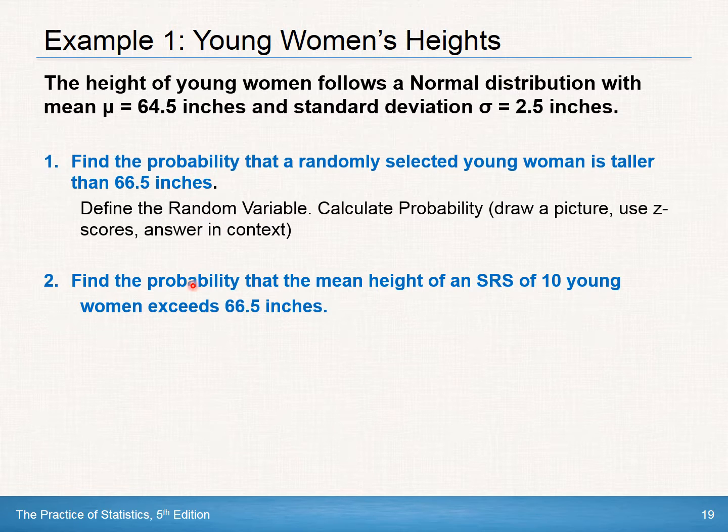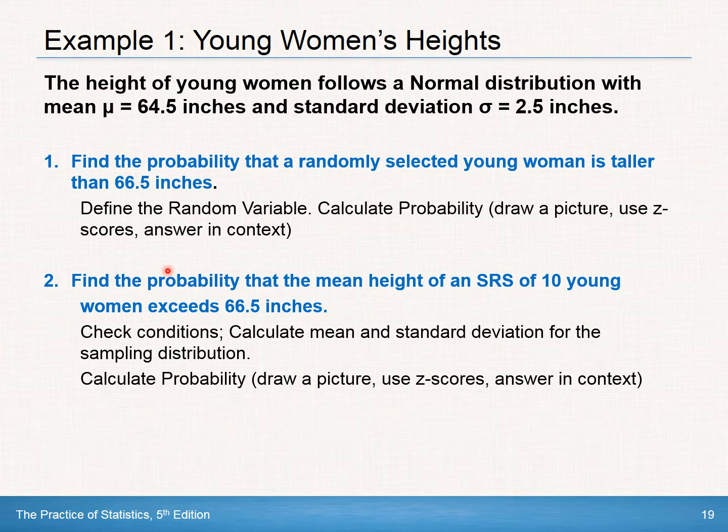I'll be going over them, but I want you to think about it. What is the difference? In that one, you're going to check the conditions. This is giving you a hint. Calculate the mean and standard deviation for the sampling distribution. I want you to think about why I'm asking you to do that. Calculate the probability, draw a picture, use z-scores, and answer in context. So take a minute, pause this, and try these two to see if you understand the difference between them.